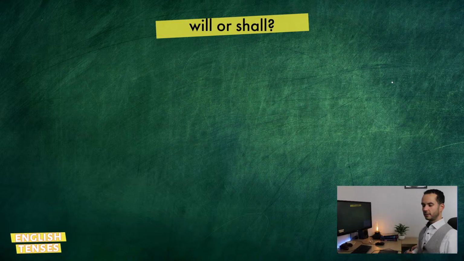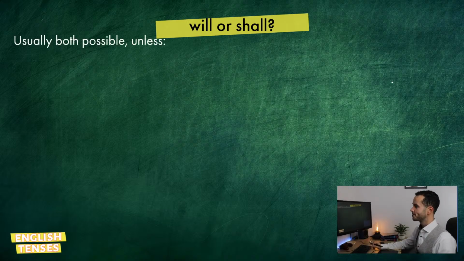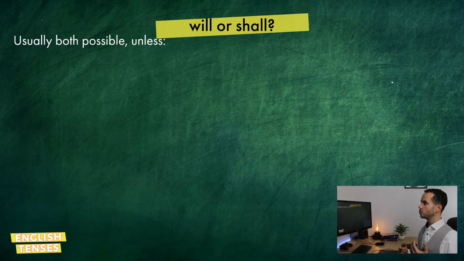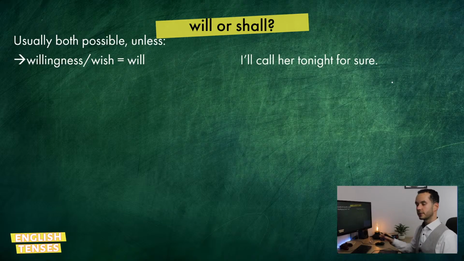So when do we use will and when do we use shall? Which is of course a very interesting question. Usually we can use both of them, so you can use will or shall interchangeably. But there are some exceptions. When you talk about the willingness or the wish to do something, you use will. So in this case, I will call her tonight for sure. This is my willingness, my wish that I'm going to do this. It's definitely something that I'm planning to do.